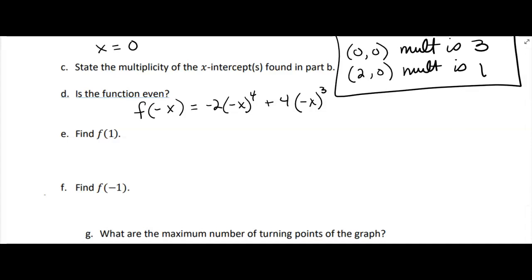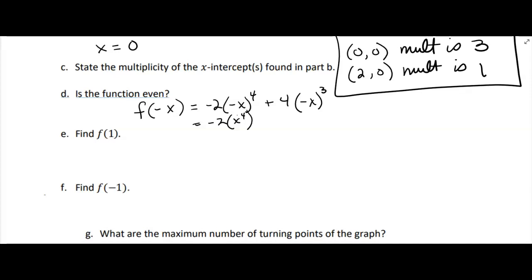If it doesn't, then it's not even. So this question is just asking if it's even. Here you're going to get negative 2x to the fourth, because when you raise a negative to a fourth power, an even power is going to be positive. So you're just going to have negative 2x to the fourth.